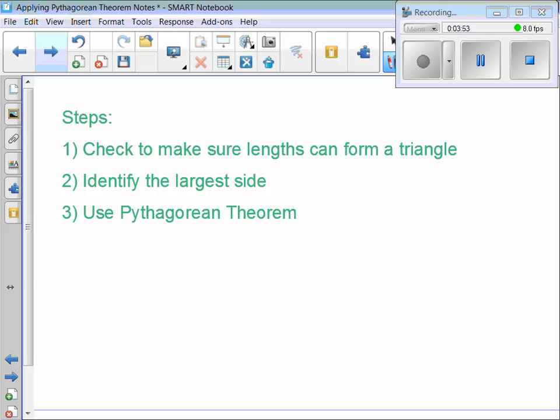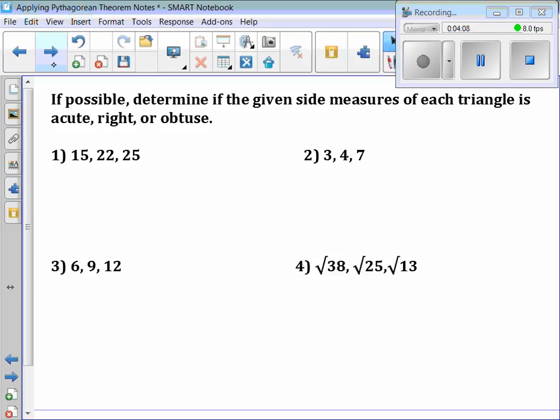So we know there could be three options. There could be a right, acute, or obtuse. So there will be three outcomes that we potentially could have. So let's go ahead and give these a try. Our examples: if possible, determine if the given side measures of each triangle is acute, right, or obtuse. Number 1, they gave us three lengths. We have 15, 22, and 25.